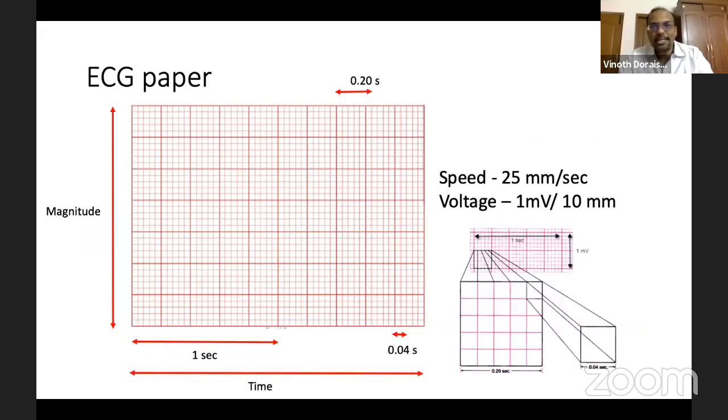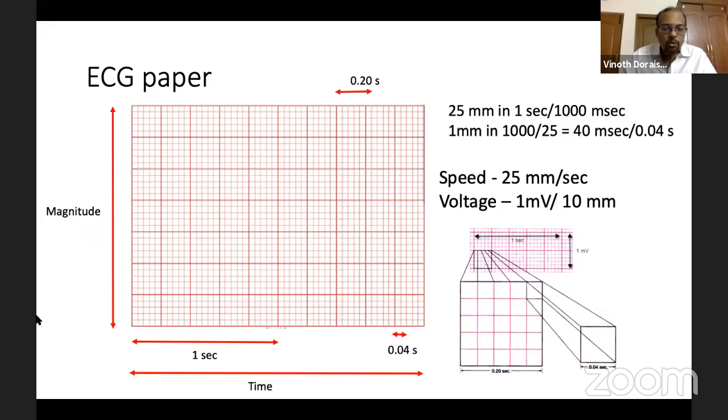Now we're coming to the ECG paper. You know the ECG paper is grid-like. It consists of multiple small squares. ECG has an x-axis and a y-axis. Time is along the x-axis and magnitude is along the y-axis. Each small square is 1 millimeter, and 5 small squares make a large square. The standard ECG paper runs at a speed of 25 millimeters per second, and the voltage on the y-axis is 10 millimeters equal to 1 millivolt. This is the normal standardization. So this is the way the ECG is set up.